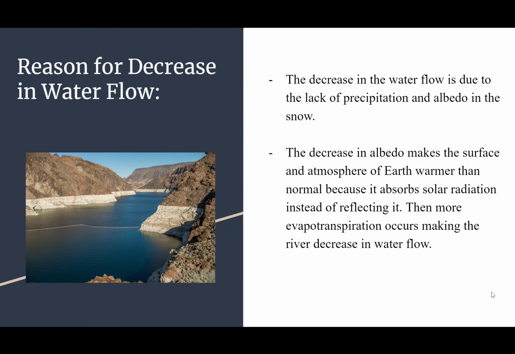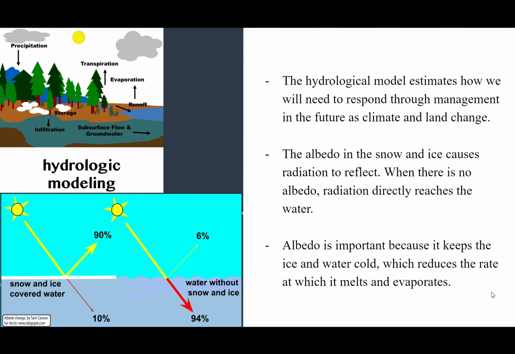The decrease is due to the lack of precipitation or snow, because the snow contains albedo, which causes radiation to reflect off its surface. The reduction of albedo causes the Earth's surface to absorb more of the solar radiation instead, which then leads to the surface and atmosphere of Earth becoming warmer than normal. From there, more evapotranspiration takes place and it causes the flow of the water in the Colorado River to decrease.